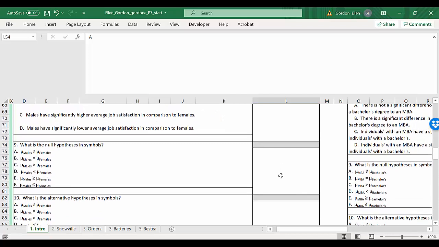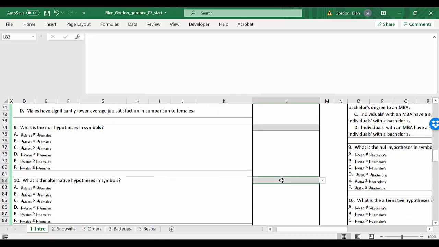All right, the hypotheses in symbols, again, we'll start with the alternative. We think that there is a difference, so that means that the means are not equal, right? If they're different, they're not equal, and then the opposite of that would be that they are equal.